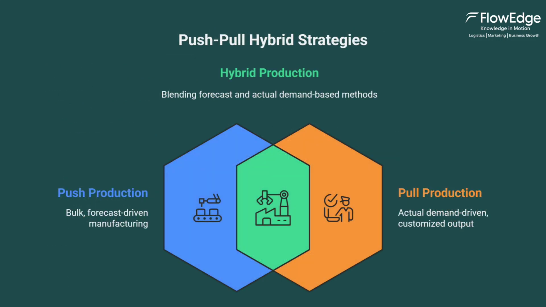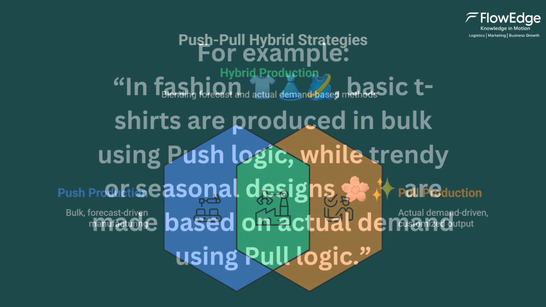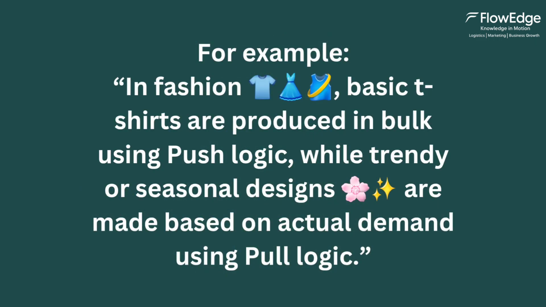Well, of course, many industries don't rely solely on one model. They combine both push and pull approaches to optimize performance. Here's how it works. Push is used for initial stages such as producing standard components or raw materials in bulk. Pull is applied in the later stages like final assembly or customization based on actual demand. For example, in fashion, basic t-shirts are produced in bulk using the push logic, while trendy or seasonal designs are made on actual demand basis using the pull logic.